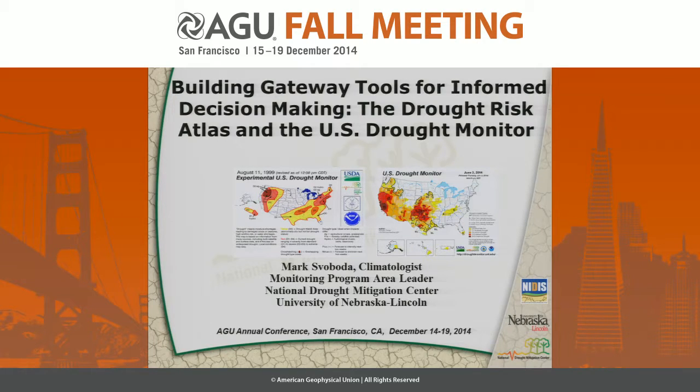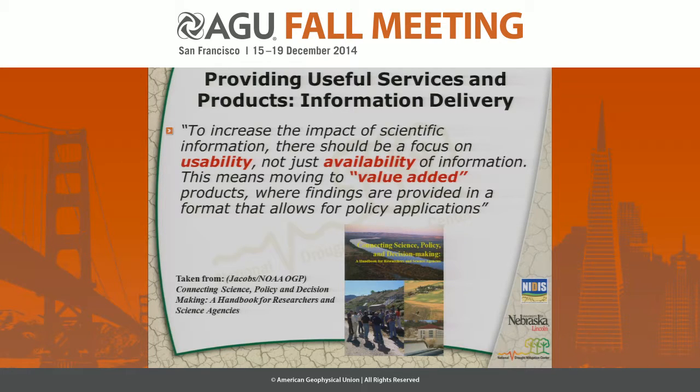Good afternoon. So I'm going to talk a little bit about two tools. Not everything we do at the Drought Center, but at least focus in on the Drought Monitor, which you've heard a little bit about this week given the drought here in California, and a new tool we just launched this spring, the Drought Risk Atlas.